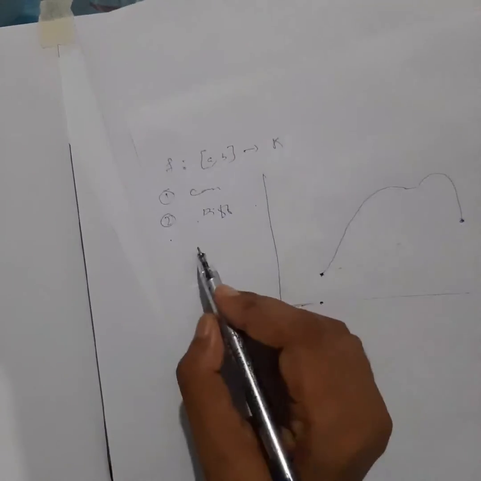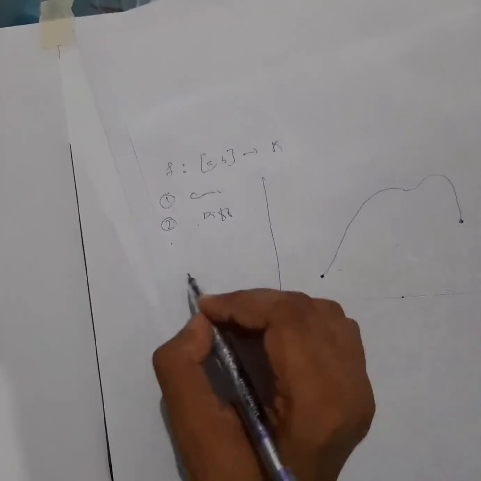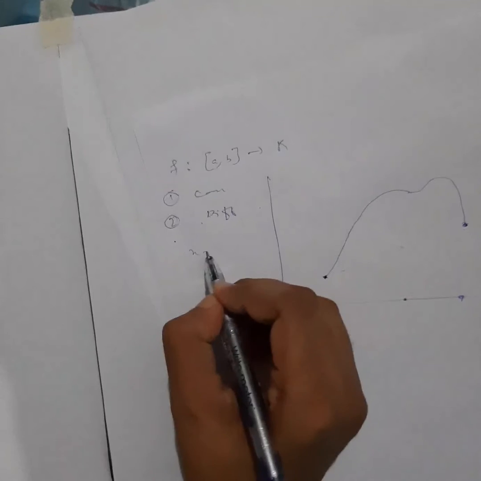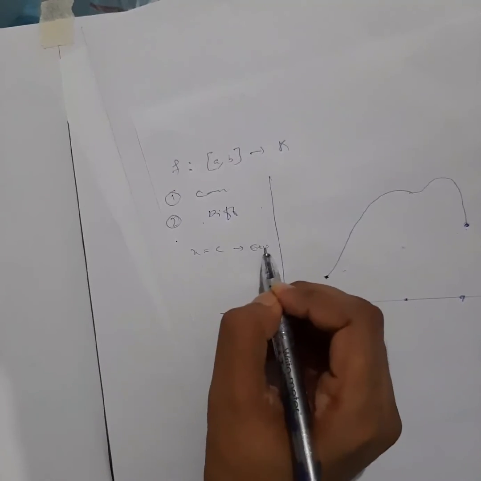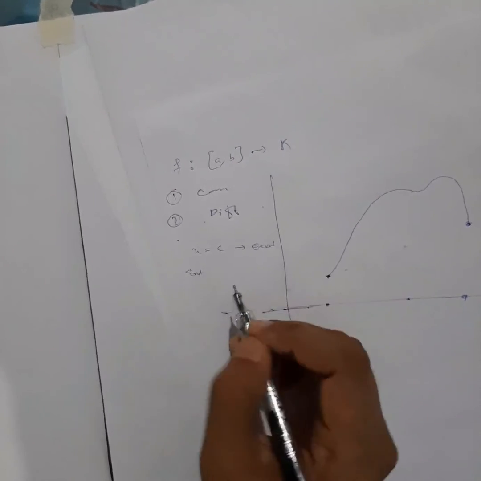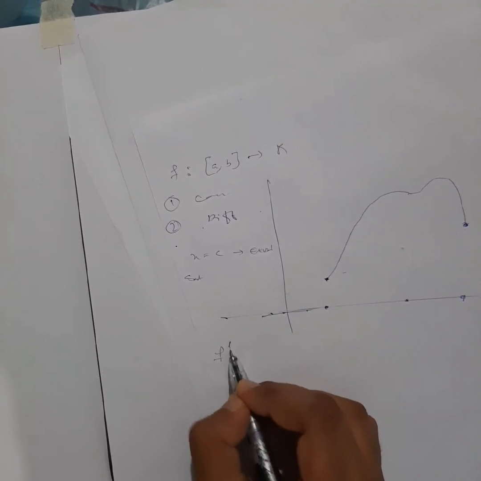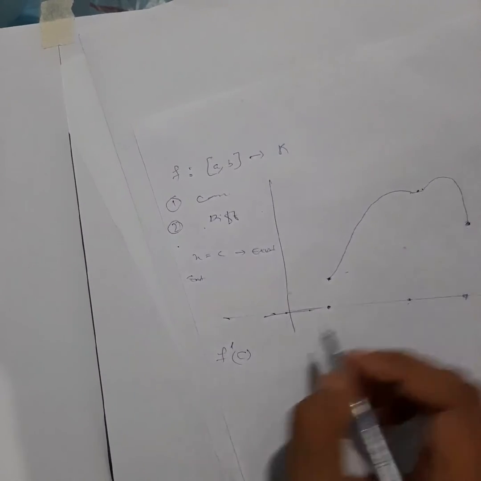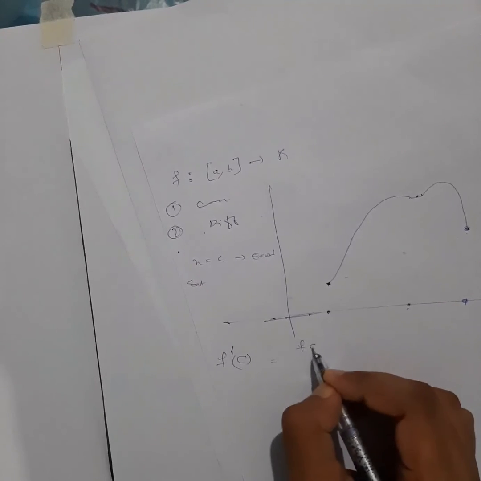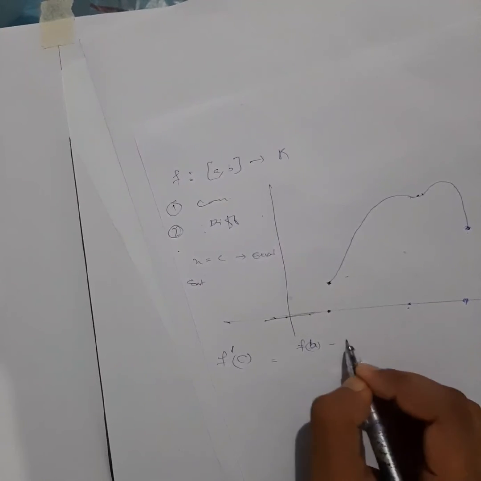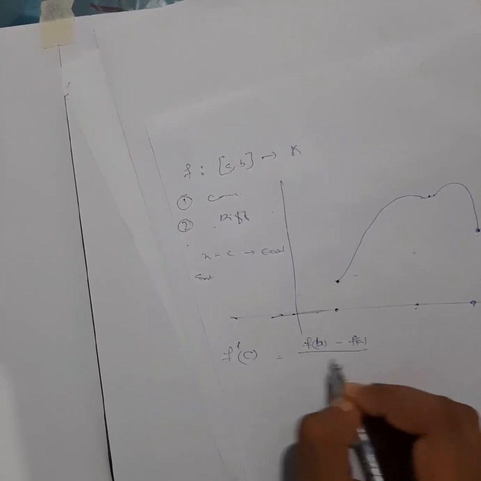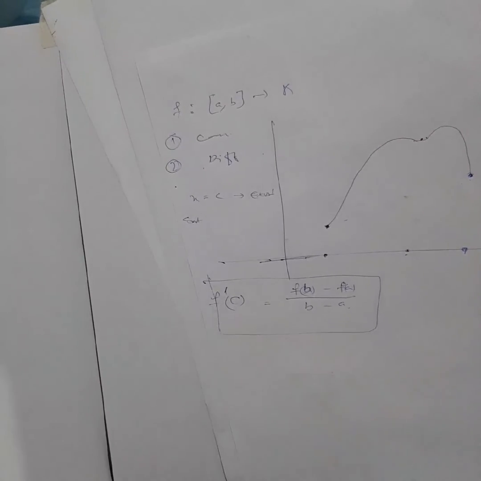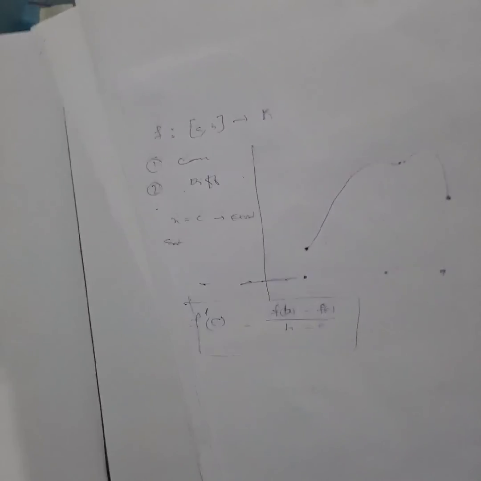If they are not equal, then also you will have one point between a and b, a point x equal to c. There exists one point such that the differentiation of that function at that point will be how much? It will be (f(b) minus f(a)) by (b minus a). Now what is this?